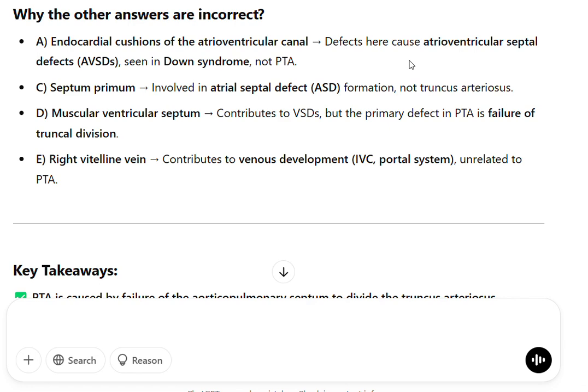D. Muscular ventricular septum contributes to VSDs, but the primary defect in PTA is failure of truncal division. E. Right vitelline vein contributes to venous development, the IVC and portal system, unrelated to PTA.